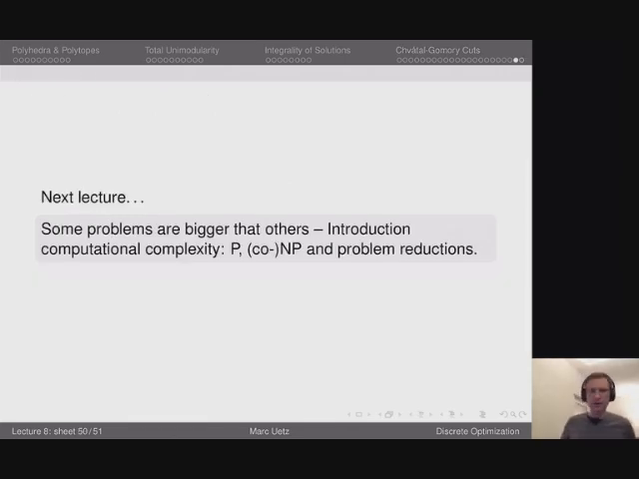And the next lecture is going to be about the question: what do we do with problems for which we cannot get, or most probably cannot get, polynomial time algorithms, and how are these problems actually defined or identified? Okay, so that's a mild introduction into computational complexity, including in particular P, NP, co-NP, and the most powerful tool in complexity theory, the idea of problem reductions.